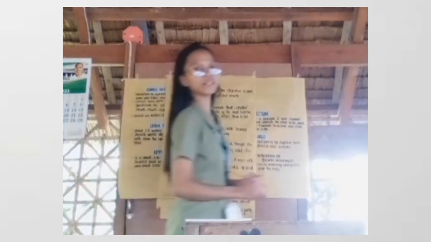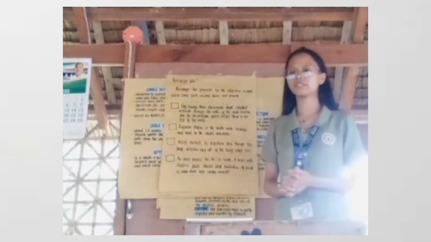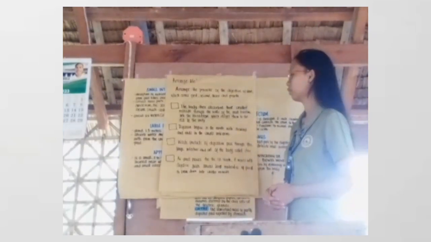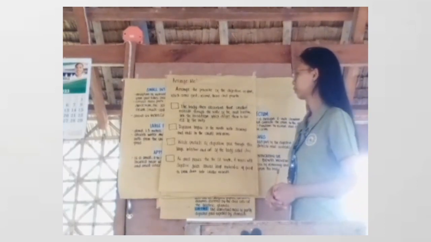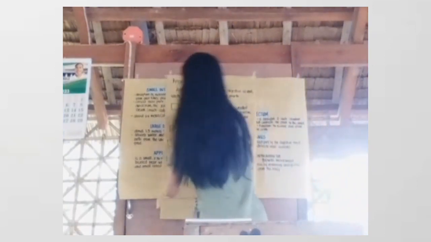Okay, time's up. Let's answer. Who would like to answer first? What is the first process? Yes, Diane. The first process in the digestive system is digestion begins in the mouth, chewing, and it ends in the small intestine. Okay, very good. That was the first process.